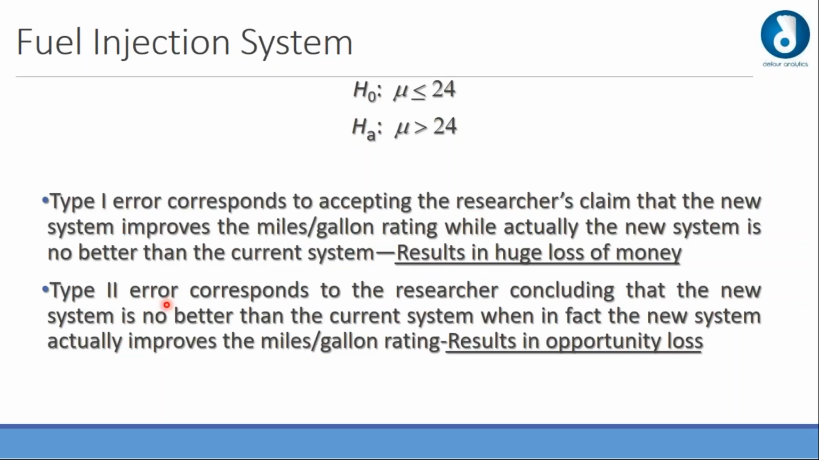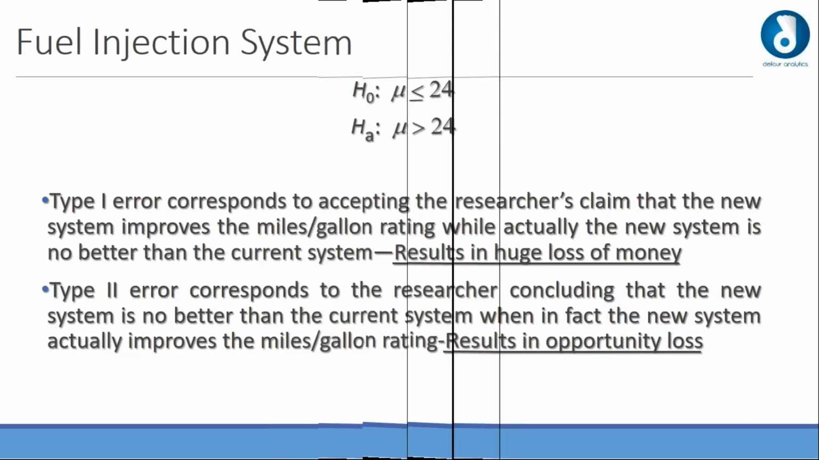Similarly, we will be making a type 2 error if the researcher concludes that the new system is no better than the current system, when in fact it actually improves the miles per gallon rating. What will it result in? It will result in a huge opportunity loss for the manufacturer.